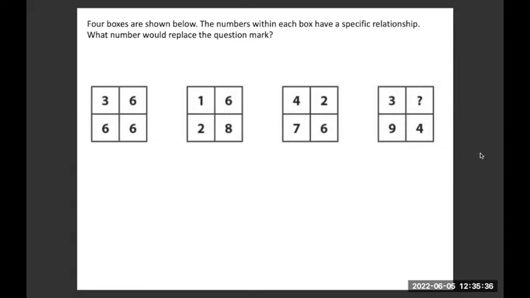Is anybody able to find the relationship that is there in the boxes? Ma'am, the bottom two boxes, if we multiply that, the answer, like 6 into 6, 36, 2 into 8, 16, like that. Yes, that's correct. That's absolutely correct.